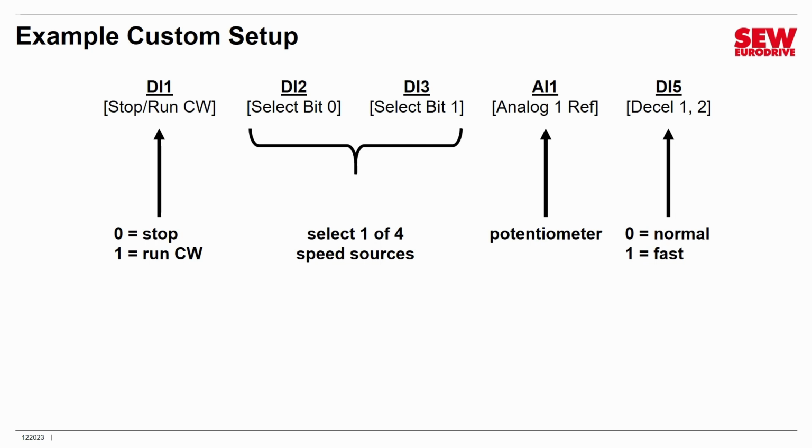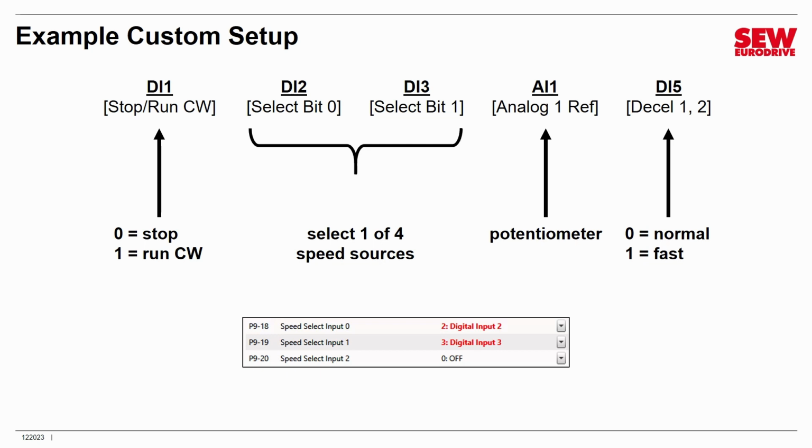Then we need to pick some digital inputs to select those sources. Since we're only using 4 of the sources, we don't need all 3 bits. Parameter 9-18 and 9-19 are set to digital inputs 2 and 3. And notice parameter 9-20 is set to off. So in other words, it's permanently set to a 0. That means those upper 4 sources can never be selected. And that's why it doesn't matter what they're set to, because they're basically inaccessible now.